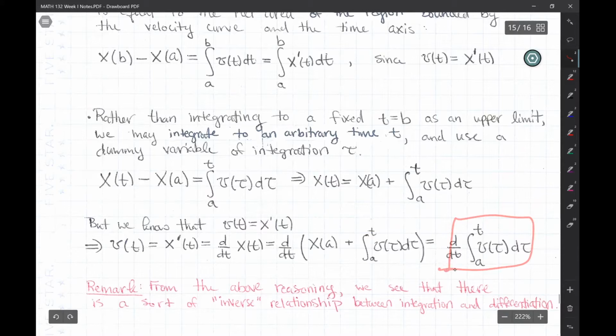So notice something else. When we integrate to some arbitrary time t of the velocity curve, and then we take the derivative with respect to t, well, we get back the function that we were integrating. So in some sense, the derivative is the inverse operation of this integral. So up here, we saw how the integral was the inverse operation of the derivative, and here we're seeing how the derivative is the inverse operation of the integral.